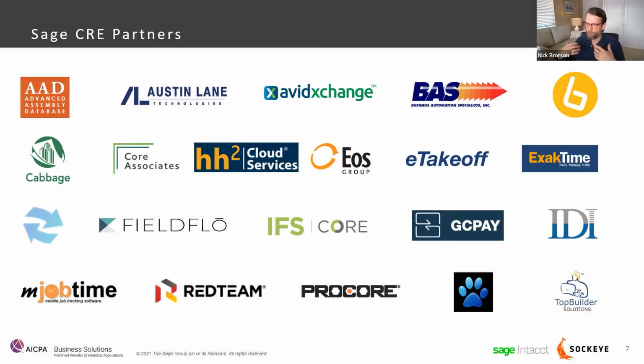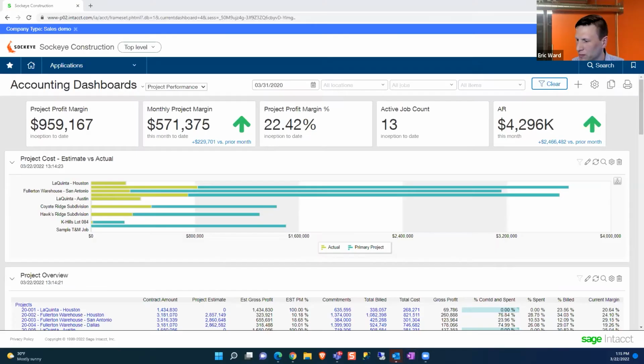And then, of course, beyond these names that you might recognize in the historical Sage channel, we also have literally hundreds of other solutions in our marketplace that help us really further enhance the solution in a number of different verticals, from project management to payroll to HR capabilities.